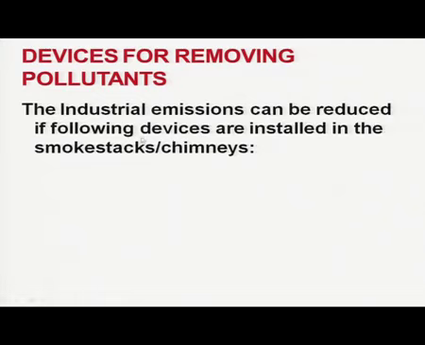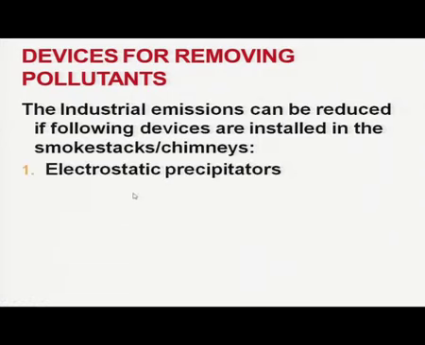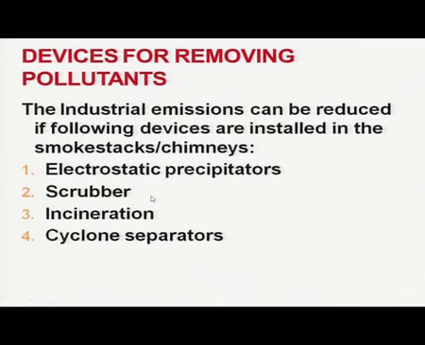The industrial emissions can be reduced if the following devices are installed in the smokestacks and chimneys. Some examples are electrostatic precipitators, scrubbers, incineration, cyclone separators. But in this chapter, we will be focusing on the electrostatic precipitator and scrubber.